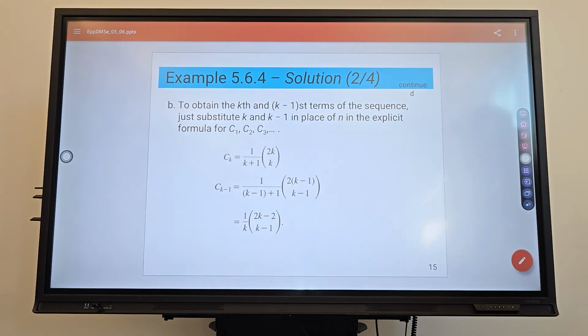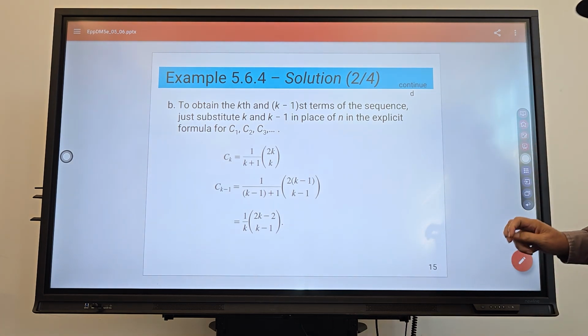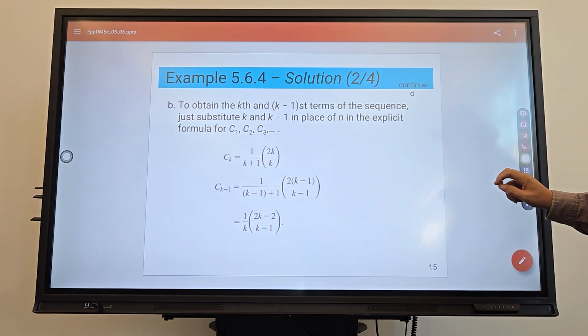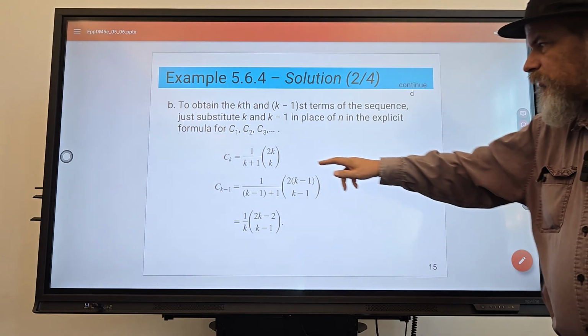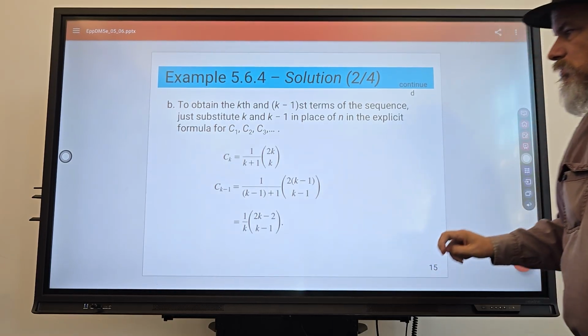To obtain the kth and the k minus 1 term of the sequence, just substitute k and k minus 1 in place of n in the explicit formula for c sub 1, c sub 2, c sub 3, etc. So, substituting, you get c sub k here and c sub k minus 1 here.